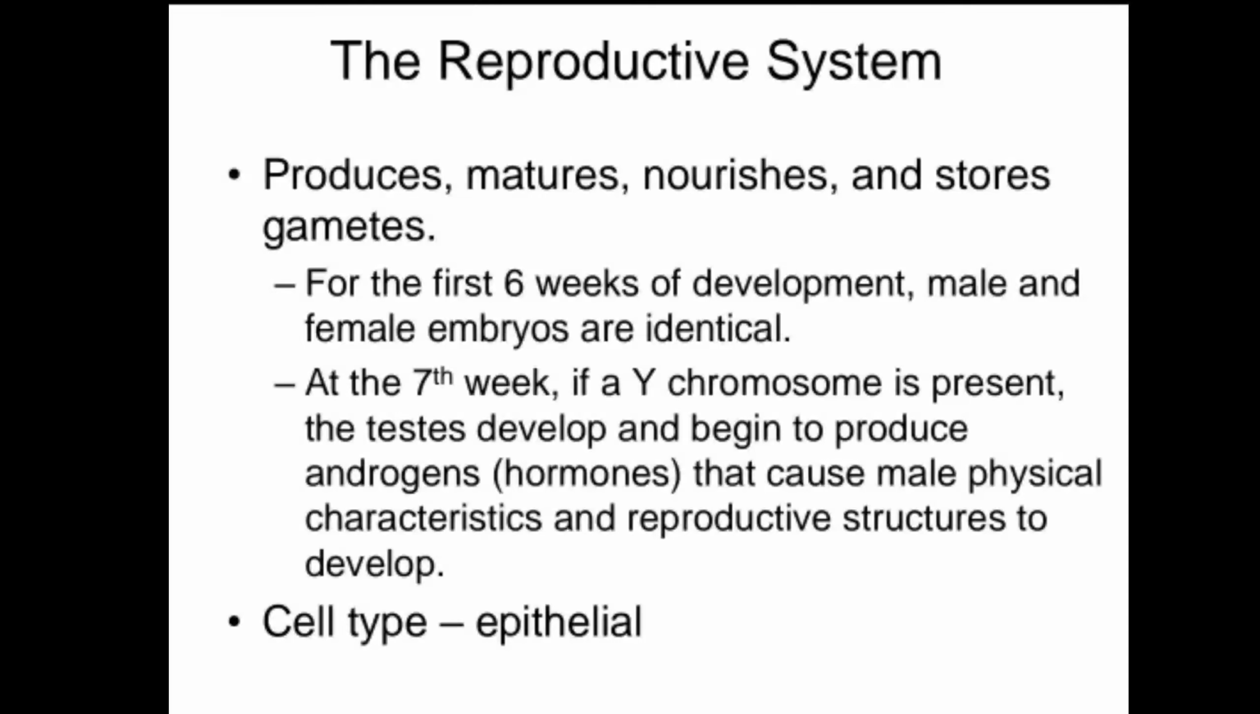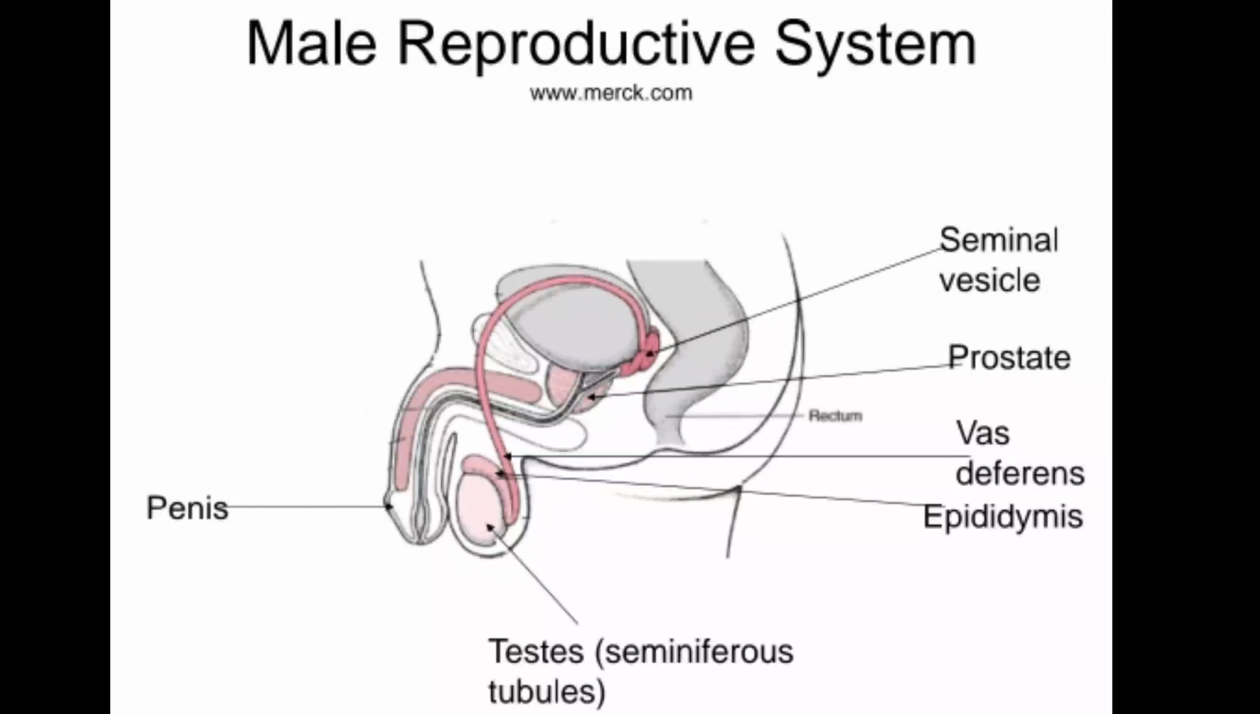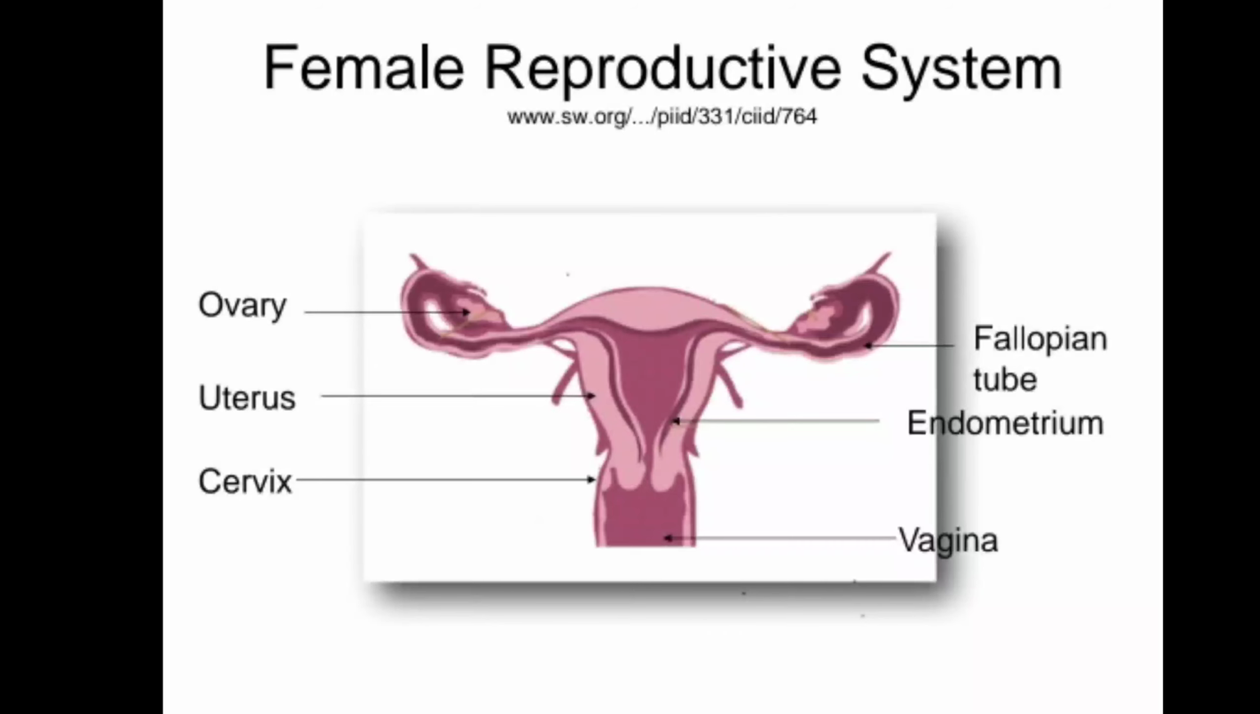The reproductive system produces, matures, nourishes, and stores gametes. For the first 6 weeks of development, male and female embryos are identical. At the 7th week, if a Y chromosome is present, the testes develop and begin to produce androgens, hormones that cause male physical characteristics and reproductive structures to develop. Male reproductive system. Female reproductive system.